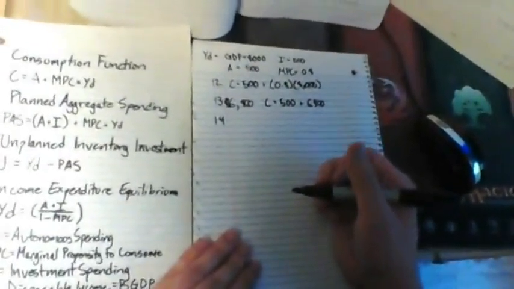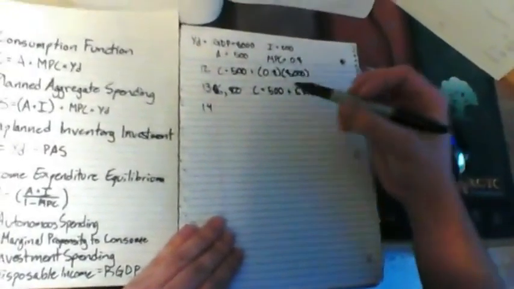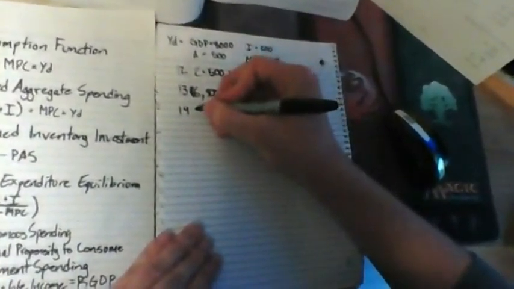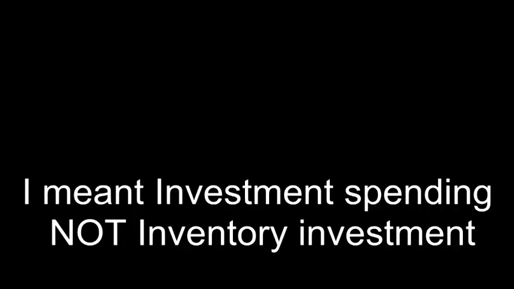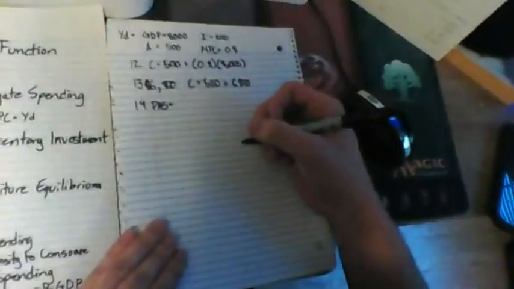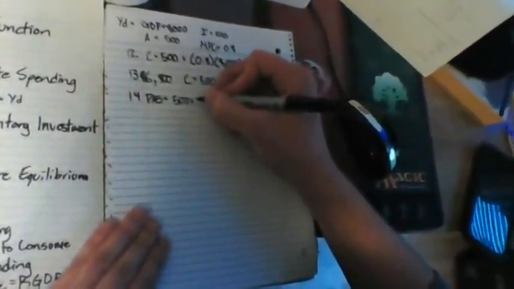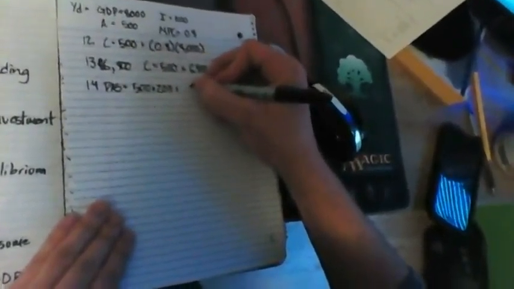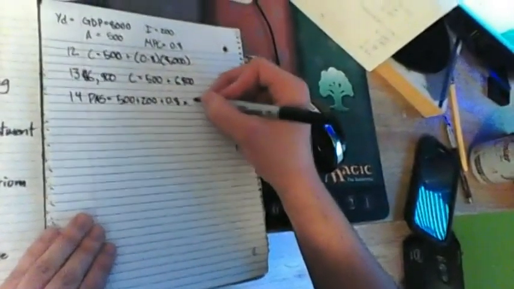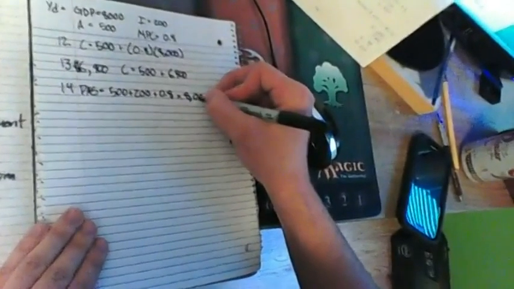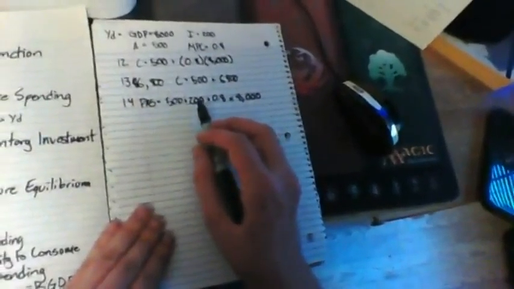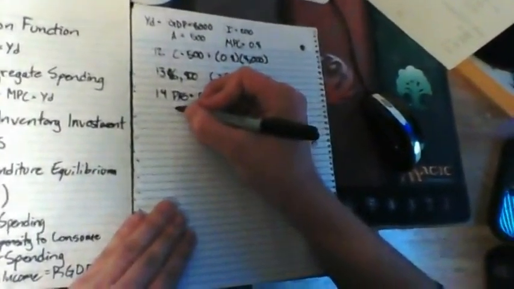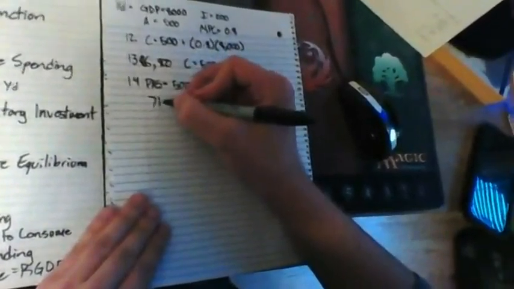So number 14 is how much is planned aggregate spending? Now this is going to be the same as the consumption function, but now we're adding inventory investment. So we have the 500 plus the 200 plus that 0.8 times 8,000. This gives us all the same answer as this one, but really just adding the investment spending. So this will give us an answer of 7,100.